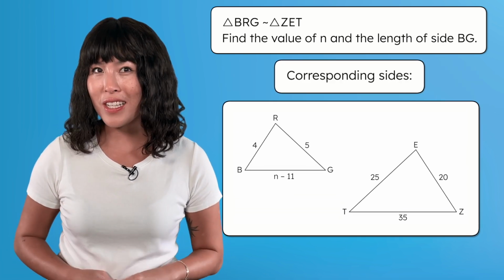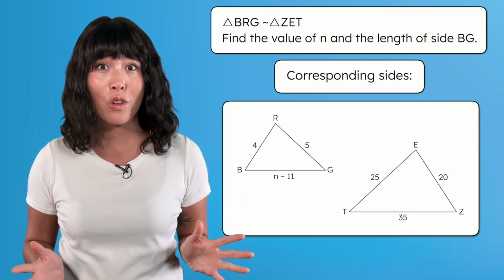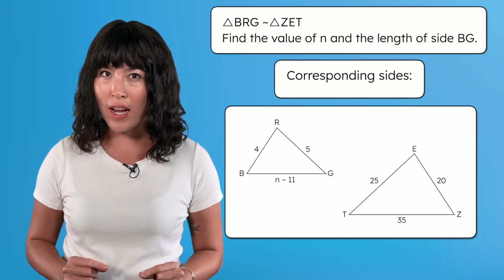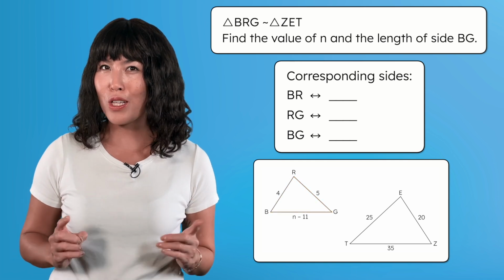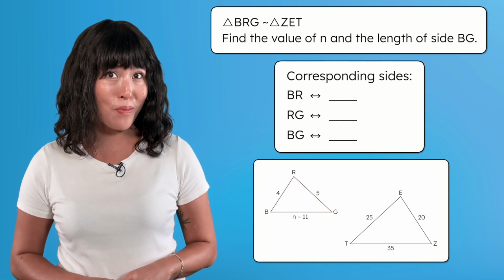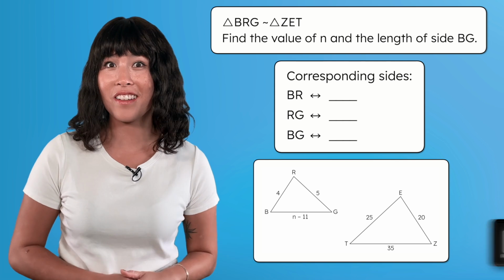Let's use the similarity statement to help us identify all the corresponding sides. In the smaller triangle, we have sides BR, RG, and BG. Pause while you identify and name the corresponding sides in the larger triangle.